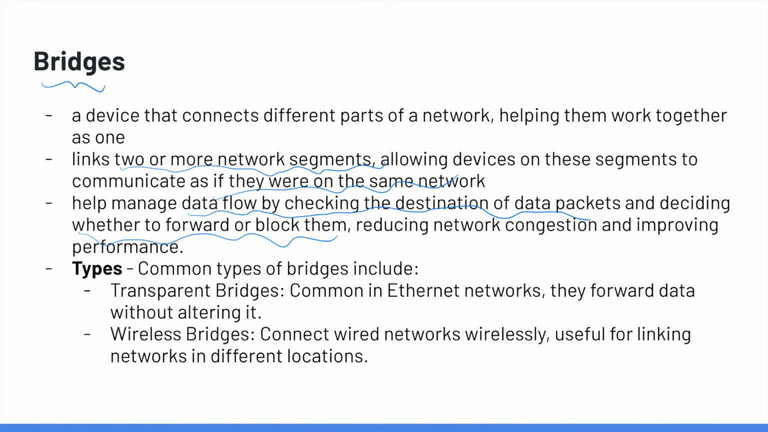Common types of bridges are transparent bridges, which allow us to connect different Ethernet networks, and wireless bridges, which allow us to connect wired networks but wirelessly. So a transparent bridge is kind of the same thing, but we're using a wire to connect different networks. With a wireless bridge, we're connecting different wired networks, but we're doing that wirelessly.